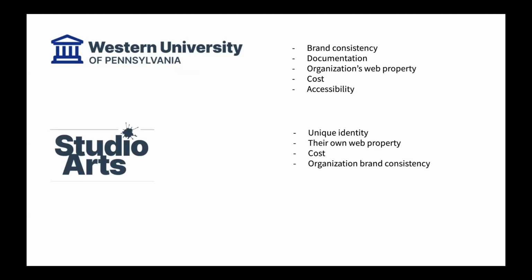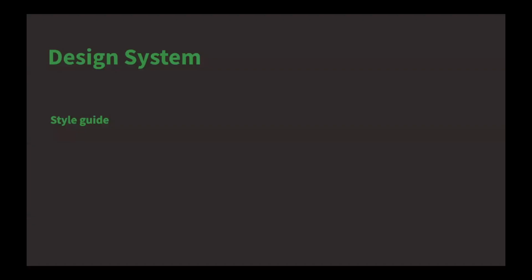So what about property needs? Likely, they will need their own unique brand identity and their own web property, but they're also going to be interested in staying within their own budget and in maintaining the organization's brand consistency in general. So a good design system not only speaks to multiple audiences, it addresses both of these levels, the top level organization and all of its individual properties. So let's take a look at the key ingredients to a design system that will address these various needs.